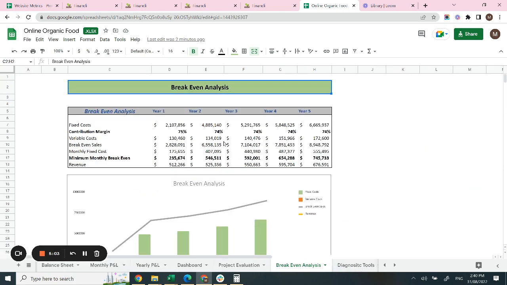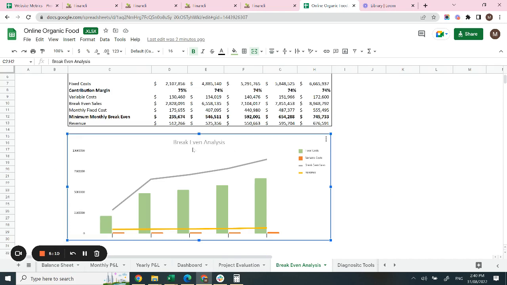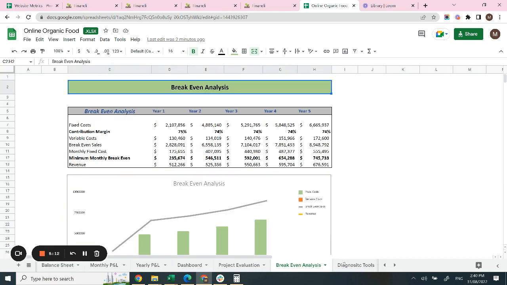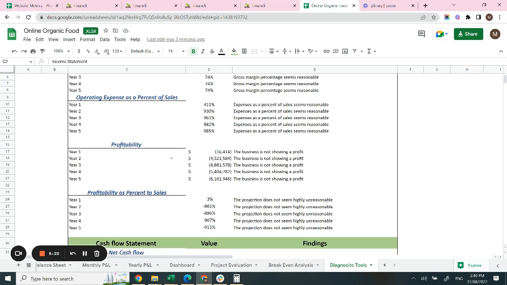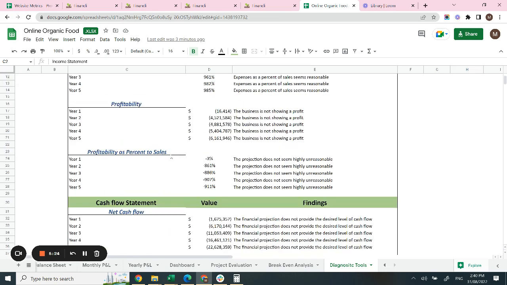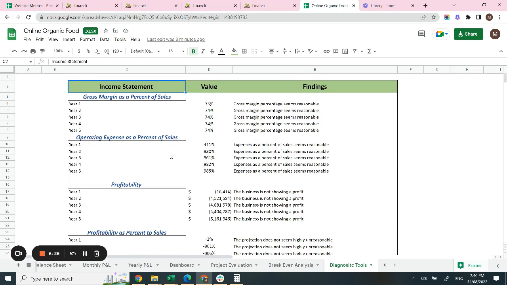The break-even point basically shows the revenue needed to meet the break-even point on a yearly basis, and a graphical representation of your break-even analysis to give you a deeper analysis of your financial model. Moving on, diagnostic tool. It shows gross margin as a percentage of sales, operating expenses, profitability, cash flow statement, and break-even analysis. This is the end of the video.